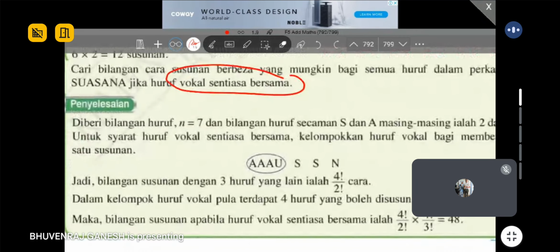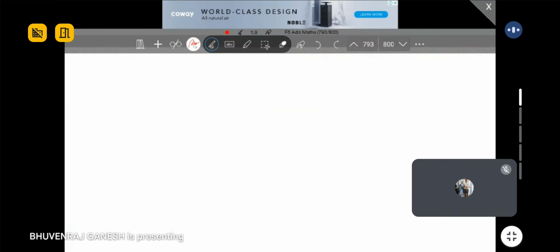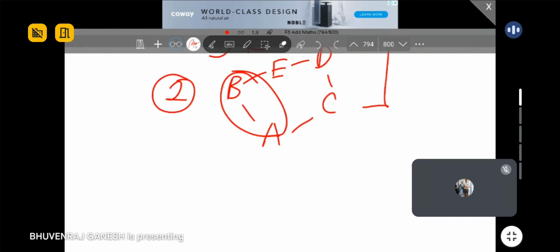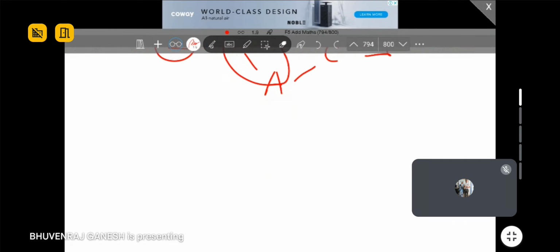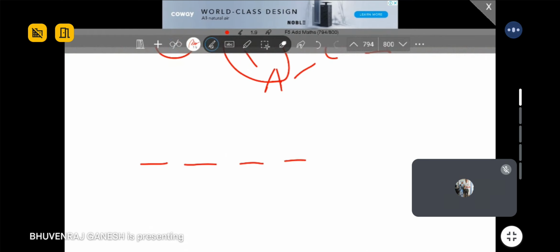Kita kena bahagi. Okay, maybe I show you this in a different page. This one is a bit confusing also. Okay, I use this one. Okay, guys, you see over here. So suasana, right? 1, 2, 3, 4. Suasana. Okay. So guys, they say the vowels must be together. Okay. So all the vowels I put together. A, and also U.